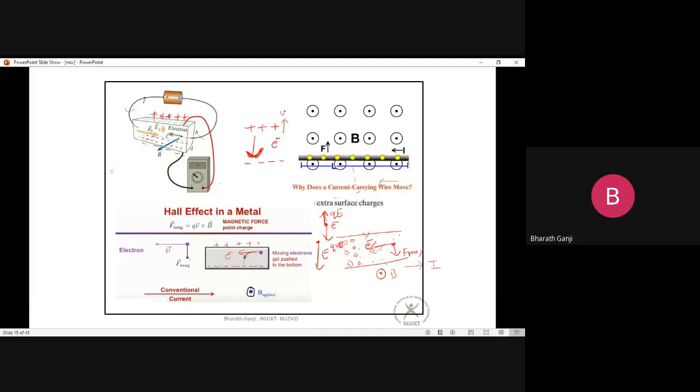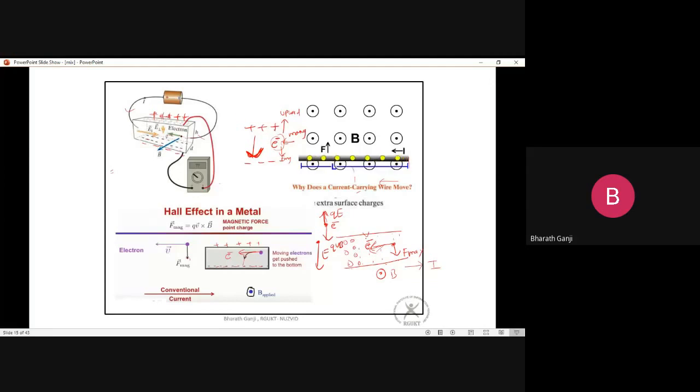Okay, they try to pull the electrons upward. Why are they trying to pull upward? Because the magnetic field is trying to pull them down. So to balance the electrons, because this is the only one that is moving. Okay, the electron is the moving part here. So the magnetic forces are applied on it.